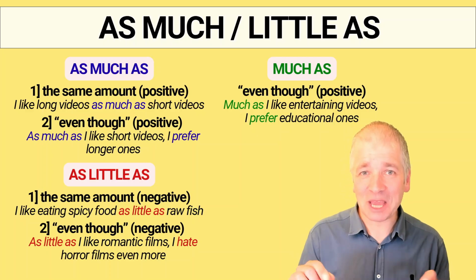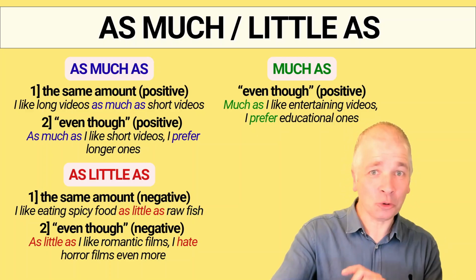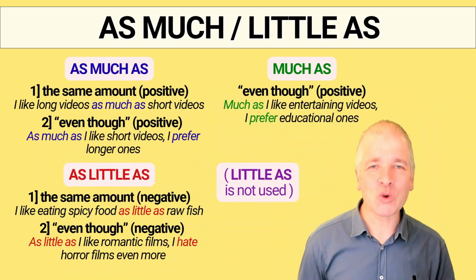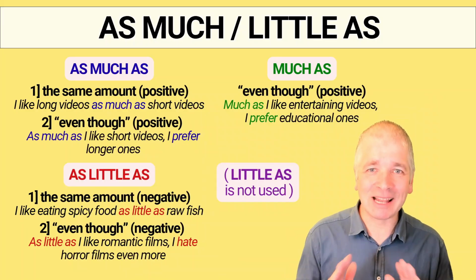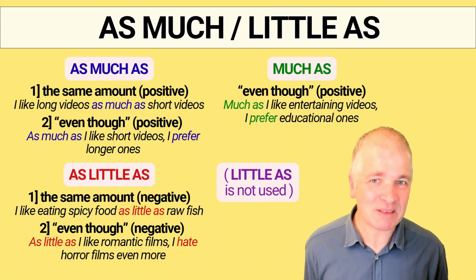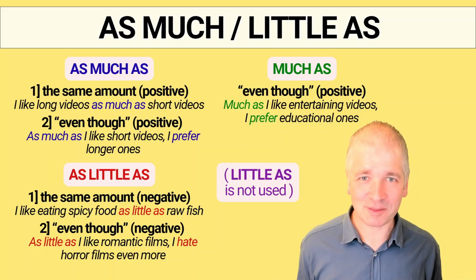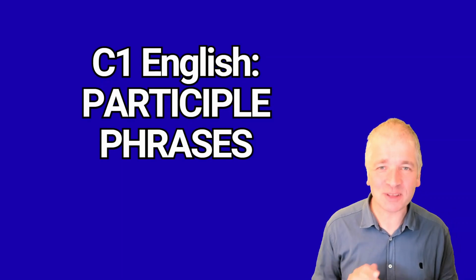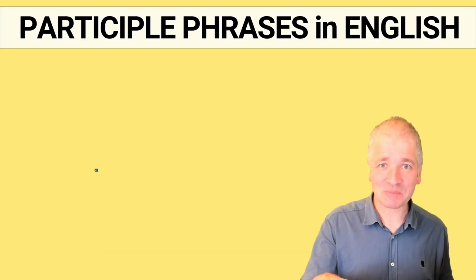Now you may think that as little as can be shortened to little as in the same way as much as, but you can't. We don't use little as in the same way as much as to create this linker of contrast. C1 English requires advanced knowledge of participle phrases.